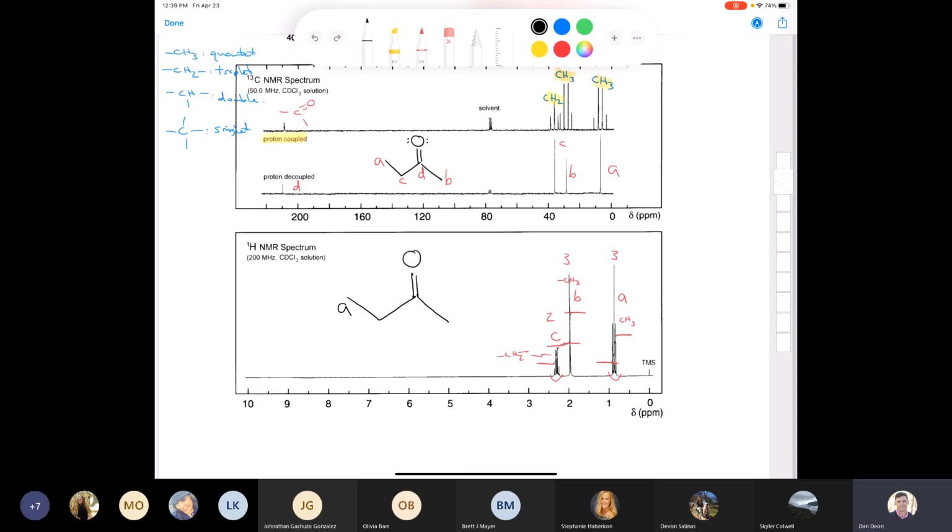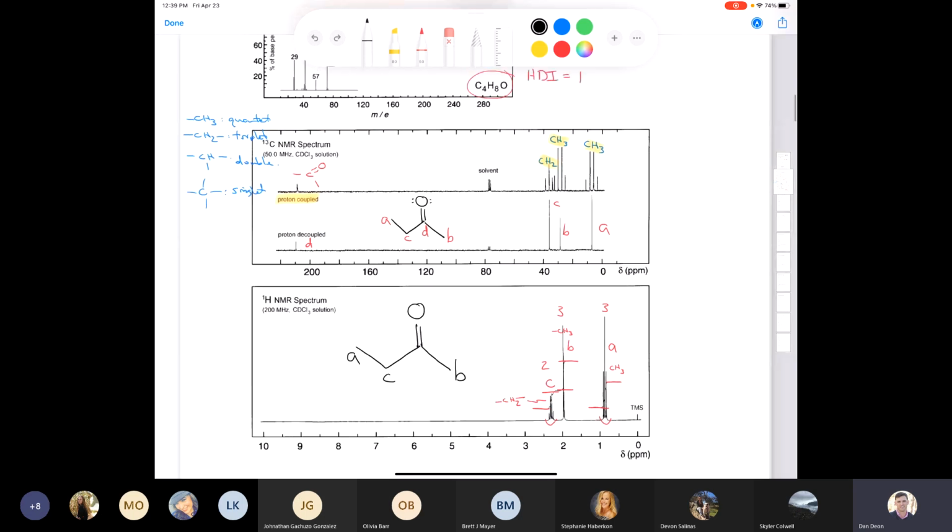That must be these protons here because they're coupled next to the two protons. 2 plus 1 gives me 3, N plus 1 rule. I have my B protons, which are 3 protons that would give me a singlet, which is good. And my quartet, which is C, which again is the methylene protons that are coupled next to the methyl. 3 plus 1 is 4, which gives me the quartet.